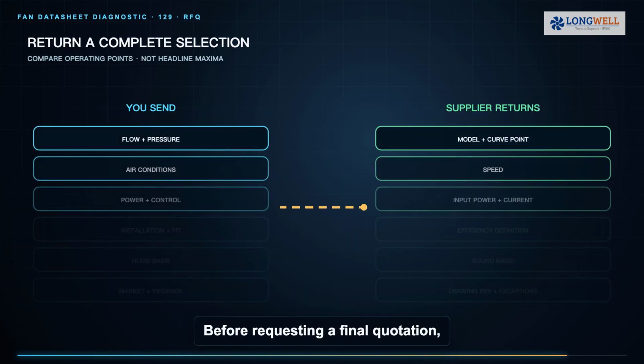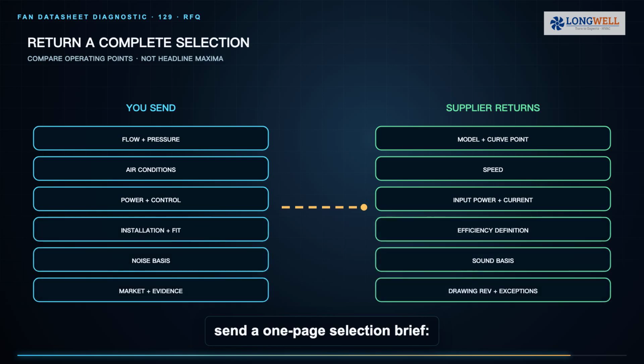Before requesting a final quotation, send a one-page selection brief: exact airflow and static or total pressure, air conditions, voltage and frequency, control method, installation type, dimensional interfaces, acoustic target and measurement basis, environment, compliance market, quantity, and evidence required. Ask the supplier to return the selected model, curve point, speed, input power, current, efficiency definition, sound data basis, drawing revision, and declared exceptions. Compare normalized operating points, not headline maxima. That is how a datasheet becomes a purchasing decision instead of a brochure.